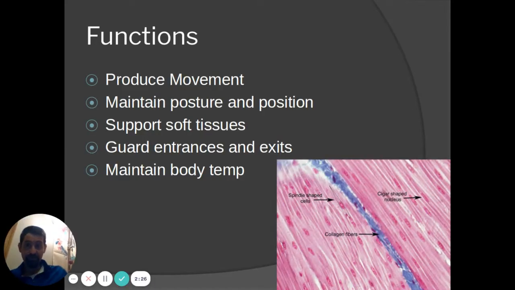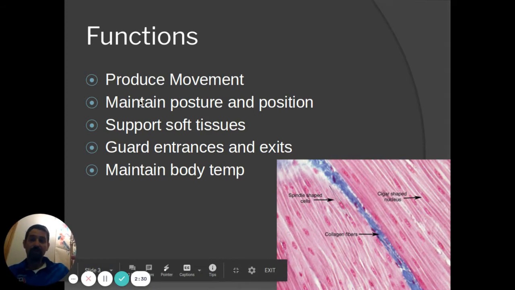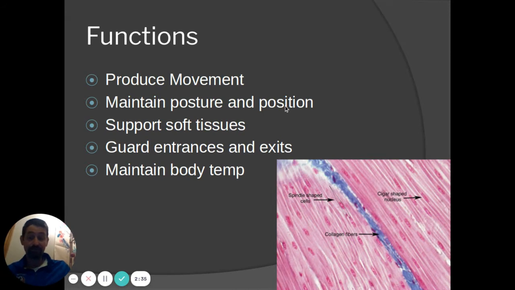Some overall functions of muscles. Obviously, they produce movement, but they also help maintain posture and position. So as I watch you guys kind of fall asleep in class, you start getting the nods because you're not maintaining your posture anymore. You have voluntary control of your skeletal muscles. You get to decide when they move and how they are oriented. And when you fall asleep, you forget about doing that because you're trying to fall asleep.